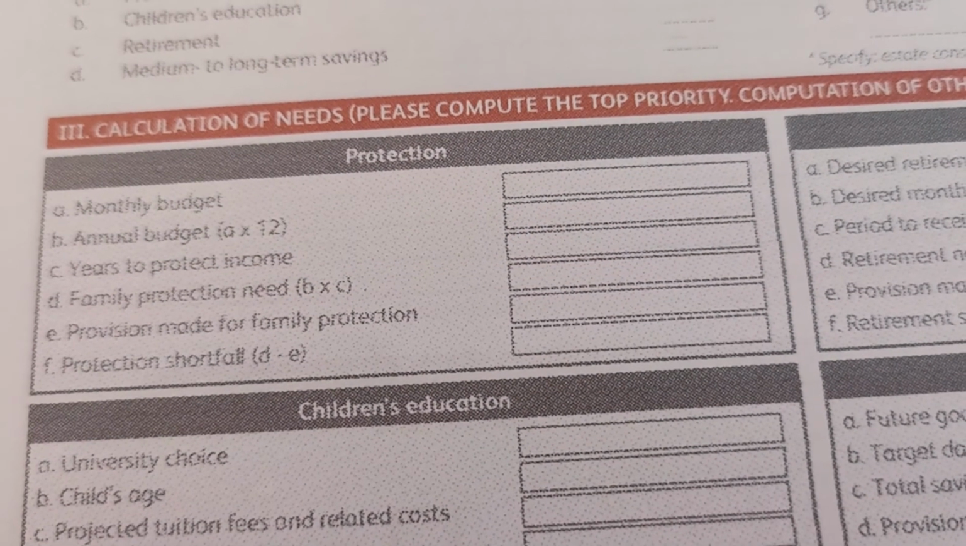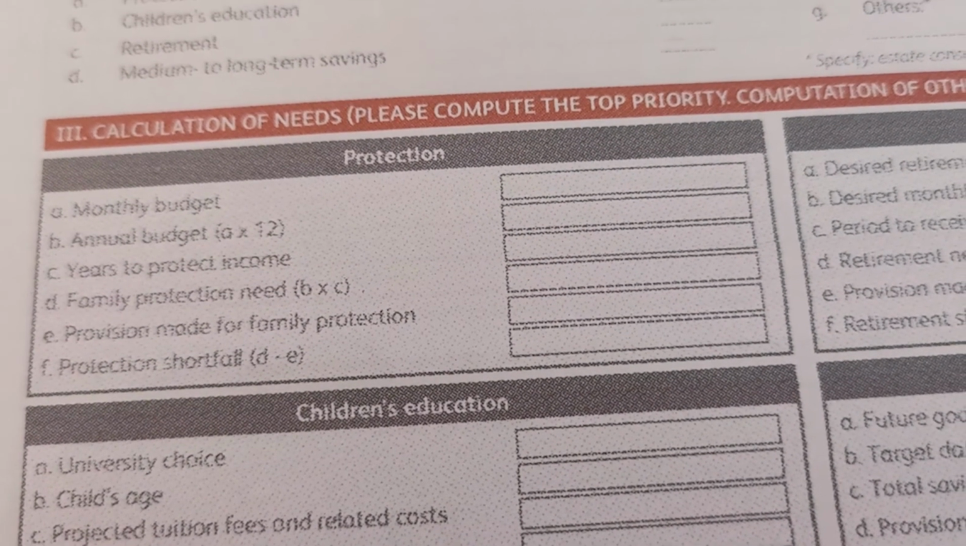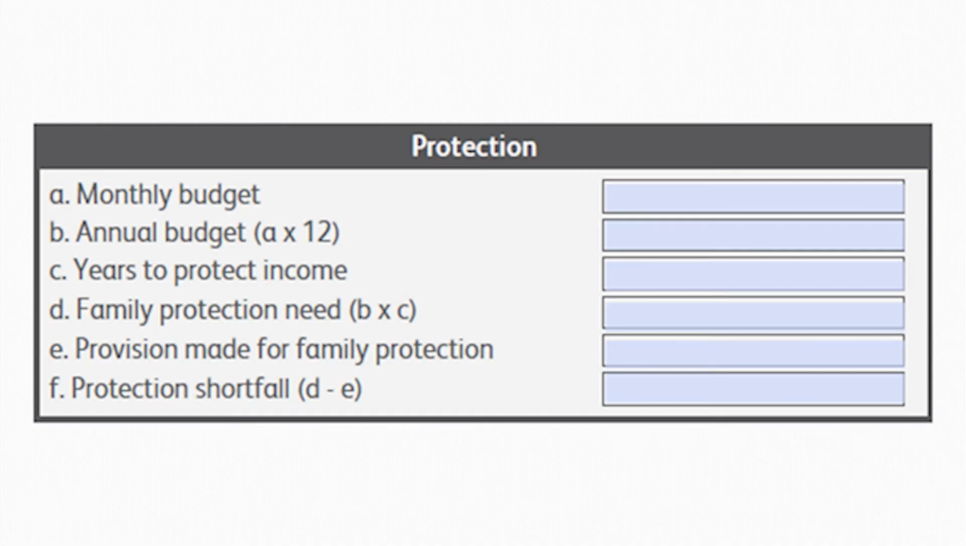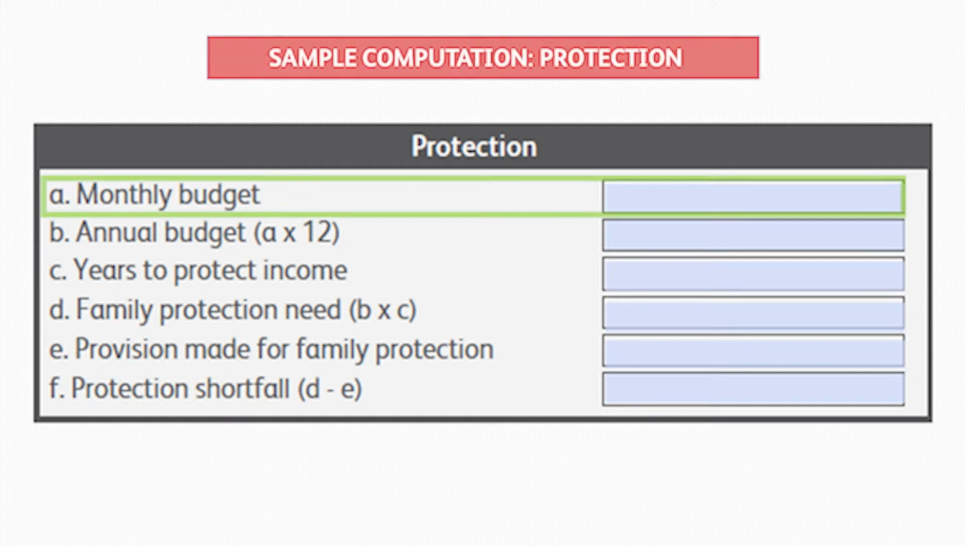If your client identified protection as a top priority, use this box as your guide in computing for your client's needs. Here are the steps to compute for the protection needs of your client. A. Find out your client's monthly budget. This is the amount they spend on a monthly average. For example, let's use 20,000 pesos.